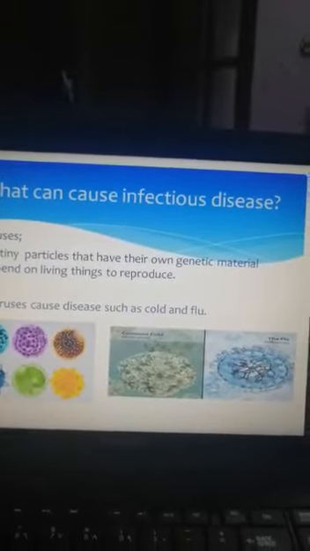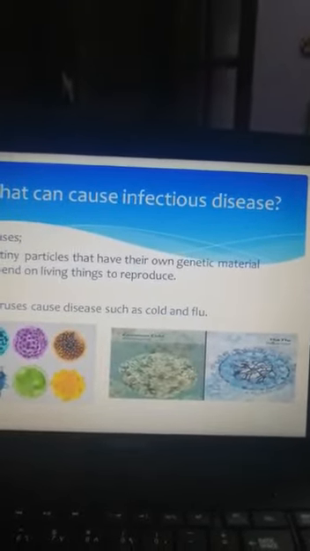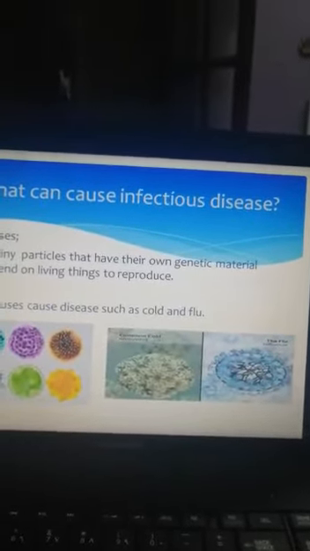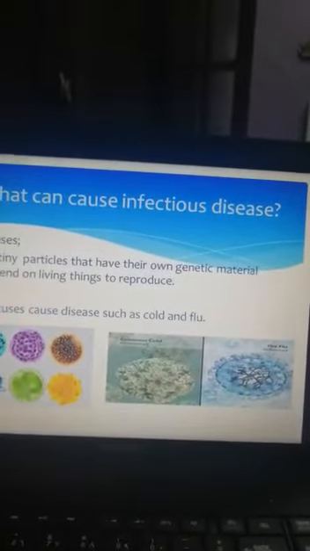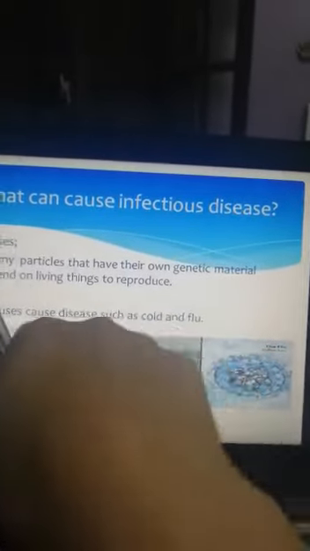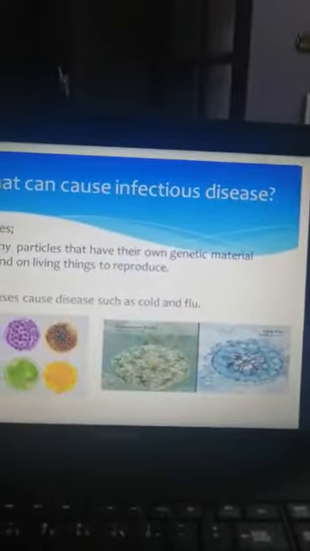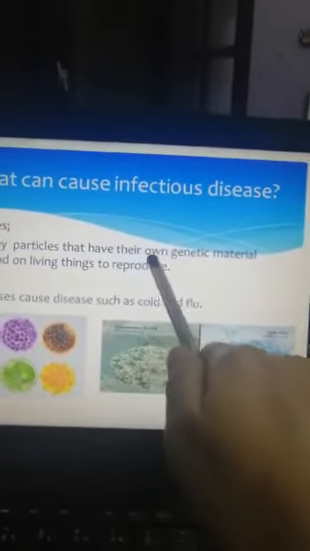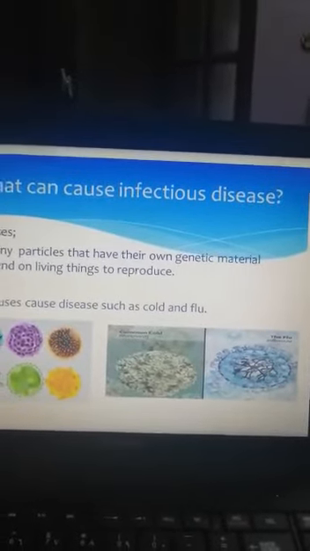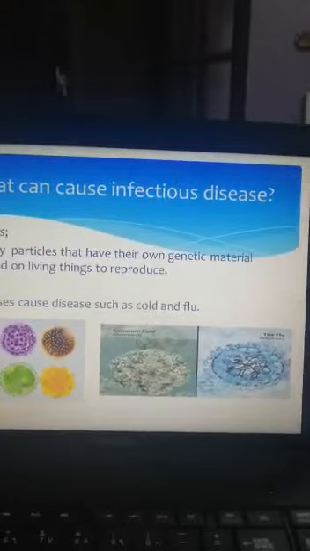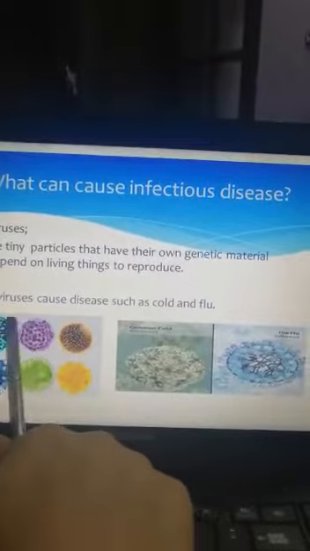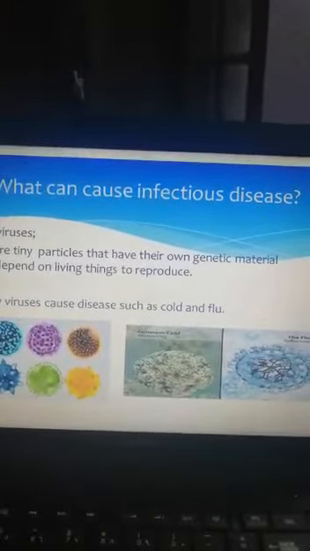Number 1, viruses. Who can tell me what's meant by viruses? Yeah, they are tiny particles that have their own genetic material, but depend on living things to reproduce. Many viruses cause diseases such as what? Cold and flu. And this picture represents some types of viruses.